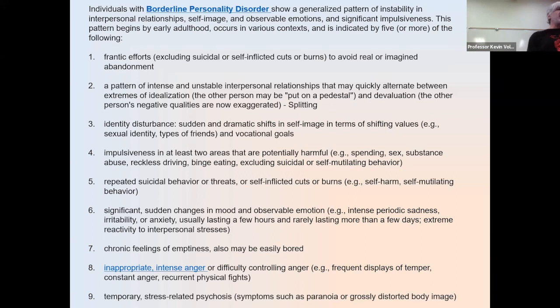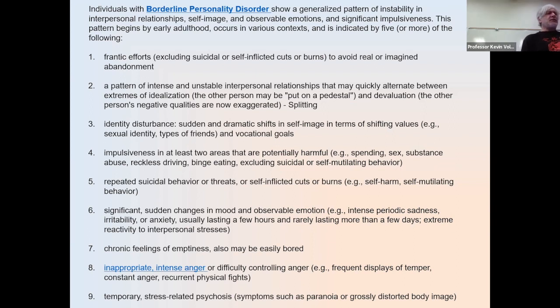It's indicated by five or more of the following: one, frantic efforts, excluding suicide or self-inflicted cuts or burns, to avoid real or imagined abandonment; a pattern of intense, unstable interpersonal relationships that may quickly alternate between extremes of idealization, where the other person's kind of put on a pedestal, and devaluation, where the other person's negative qualities are now exaggerated. This is the splitting. You see identity disturbance, sudden dramatic shifts in self-image in terms of shifting values, sexual identity, types of friends, vocational goals; impulsiveness in at least two areas that are potentially harmful: spending, sex, substance abuse, reckless driving, binge eating, etc., excluding suicidal or self-mutilating behavior; repeated suicidal behavior, threats or self-inflicted cuts or burns, self-harm, self-mutilating behavior.